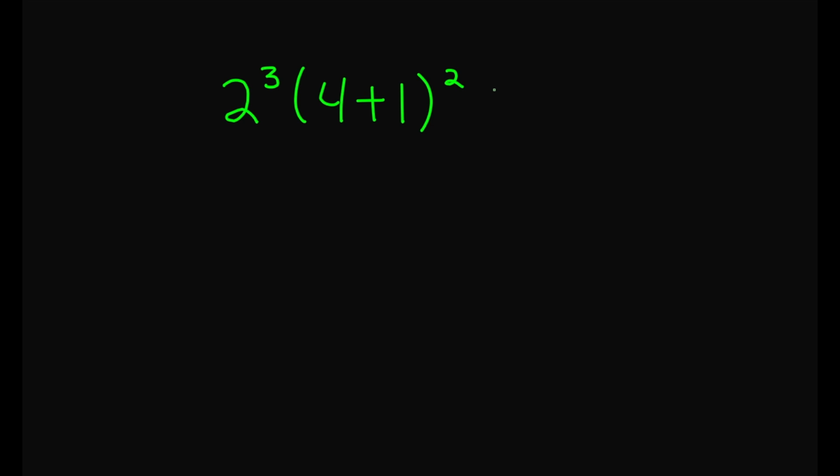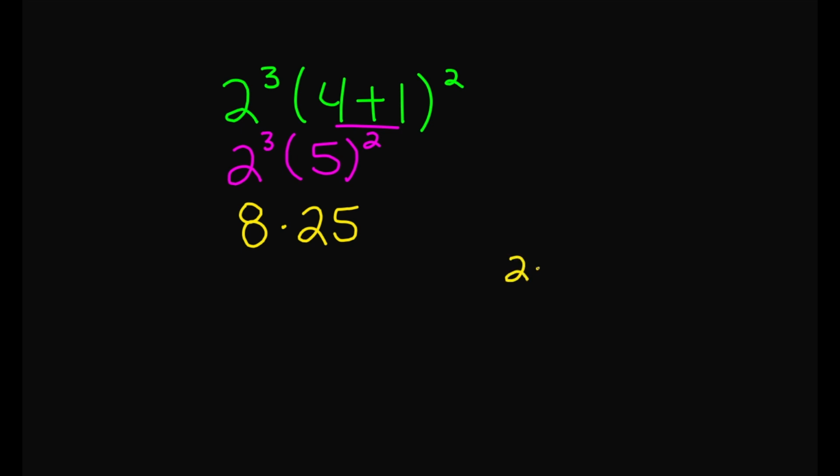Let's look at this example here. So first thing we're going to do here, we are going to solve inside the parentheses. So we have 2 cubed, and inside my parentheses, 4 plus 1 is 5, and that's going to be raised to the second power. Now we're going to solve our exponents. So we have 2 cubed out here. 2 cubed is 8 times 5 squared. This is going to be 25.